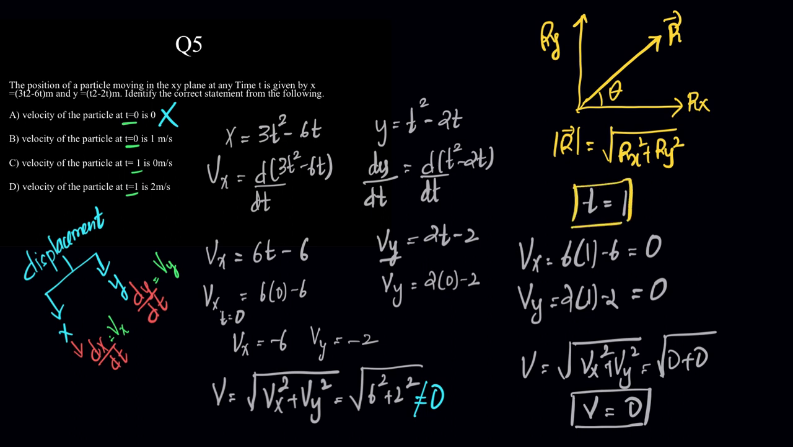So which option says that? The velocity of the particle at time t is equal to 1 is 0 meter per second. So the correct option is option C.